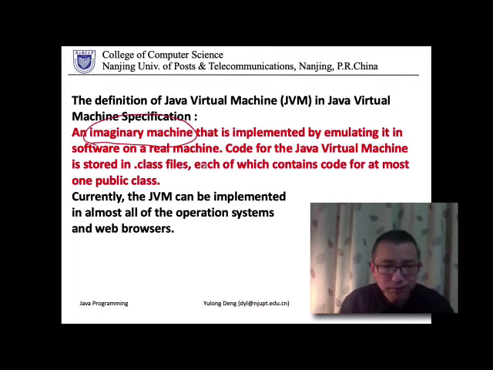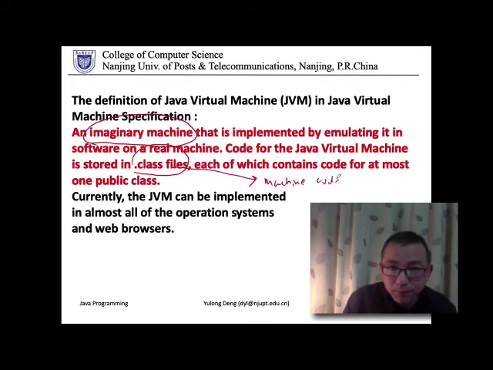We can't see the shape of this machine. A real machine has a shape, like a box, like a circuit, but an imaginary machine is implemented by software. We cannot see it, but it really exists. Its function is to convert the bytecode to real machine code. We store the bytecode in class files. Inside class files is our bytecode, and we convert this bytecode to different machine code, the target machine code. Its format differs depending on the real machine, the real operating system.